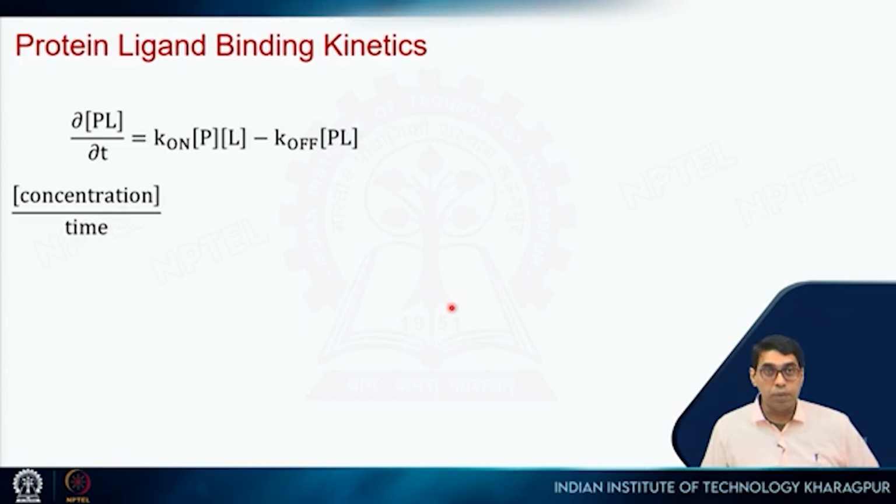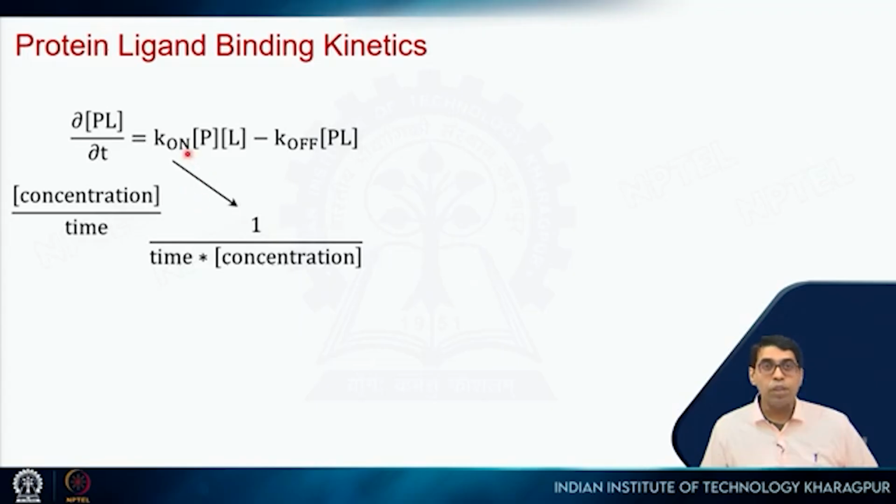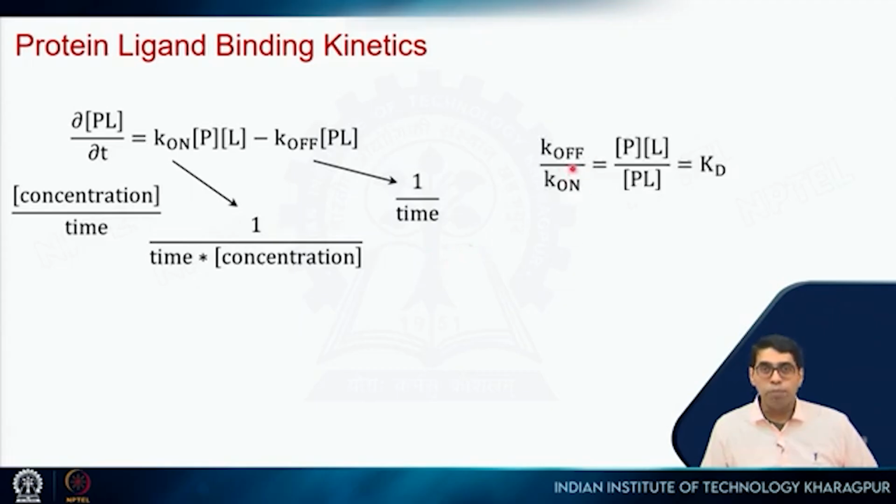Now, if we look at the dimension or the units of these two rate constants, on the left hand side it is dPL dt. So, it is concentration over time. K on will be 1 by time times concentration. So, time to the power minus 1, concentration to the power minus 1. You can easily figure that out by doing a dimensional analysis. So, this is concentration over time, this is concentration, this is concentration. So, this will be 1 by time times concentration. Similarly, k off will be only 1 by time. So, time inverse.